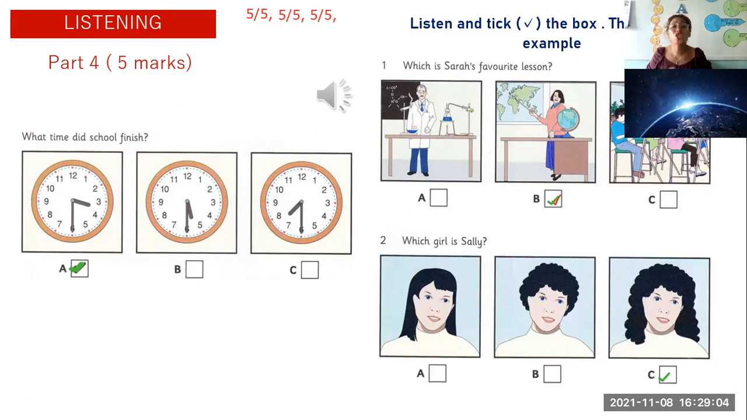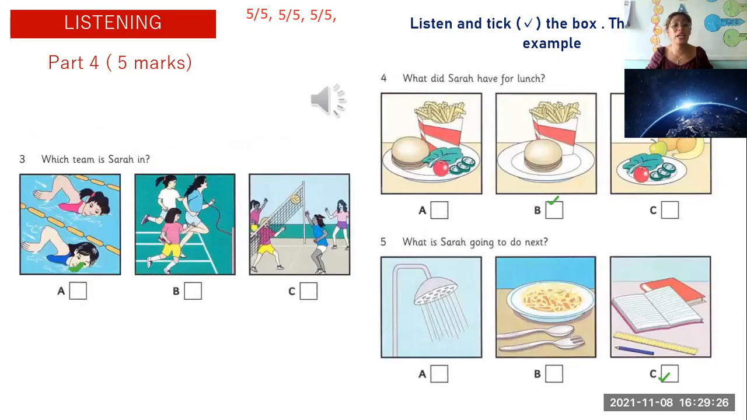Now, which girl is Sally in the picture? Is it the one who has long hair, shoulder level hair, straight, the short one that is quite curly, or the long one and it's curly too? Which do you think? Okay, letters. Very good, Ben. Next one. Okay, you've got 2 perfect. Let's move to 3, 4, and 5.